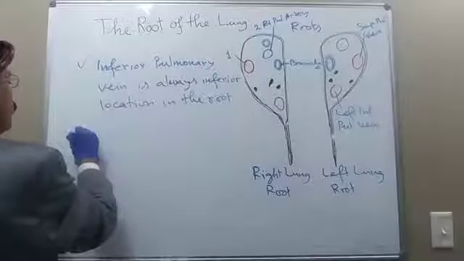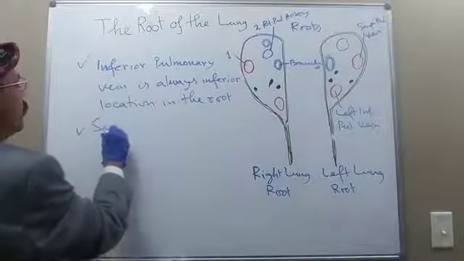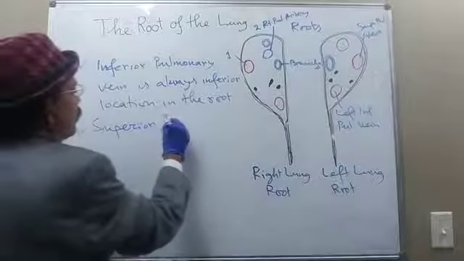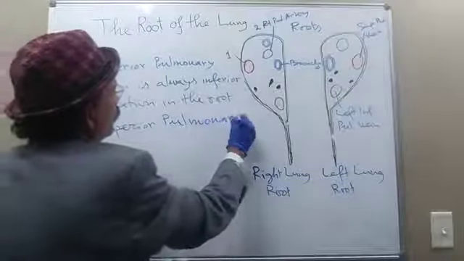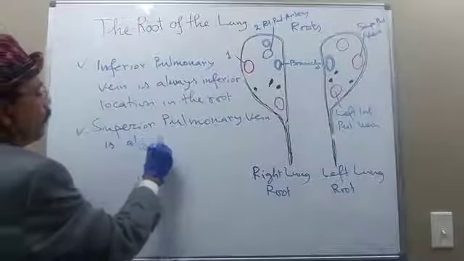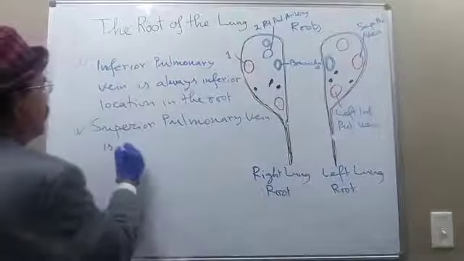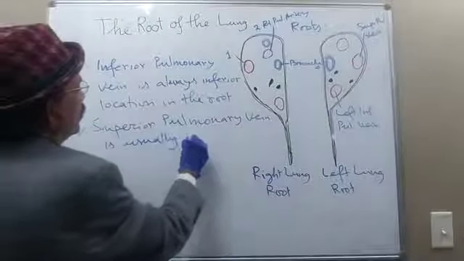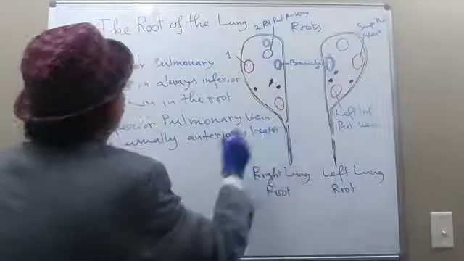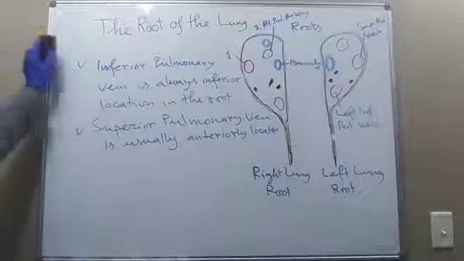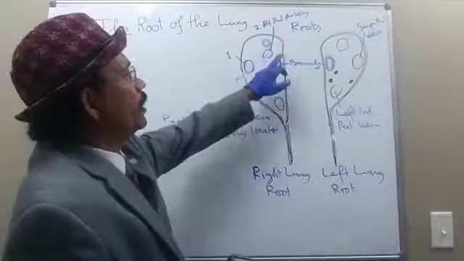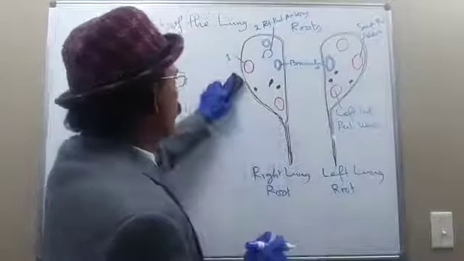We have to remember that the superior pulmonary vein is always anterior in the root of the lung. Almost always, or better to say usually, sometimes there may be some variation, it is usually anteriorly located. Okay, you got that relationship from anterior to posterior. So again, the superior pulmonary vein, pulmonary artery, bronchus. The bronchus is along the posterior aspect.